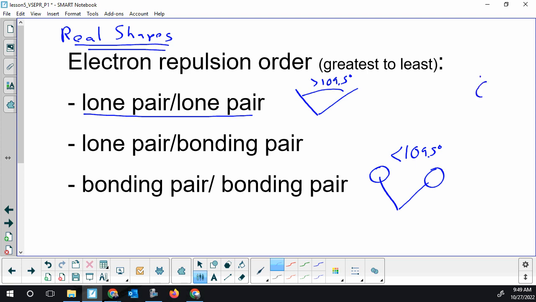If we have methane, everything in methane is just bonding pair. It's just going to be a tie all the way around. There's no extra repulsion in methane. But we would see some tweaking to the repulsion in ammonia, where we got a lone pair. We're going to see a little extra repulsion from the lone pairs to the bonds, and the bonds, the H's, the N to the H to the N, will be a little tighter.